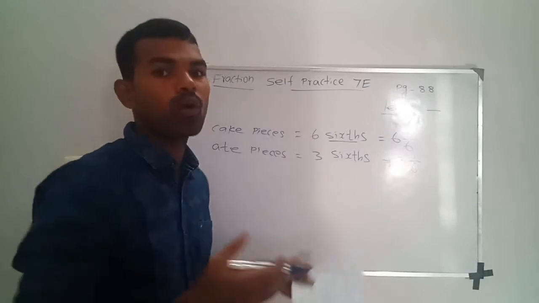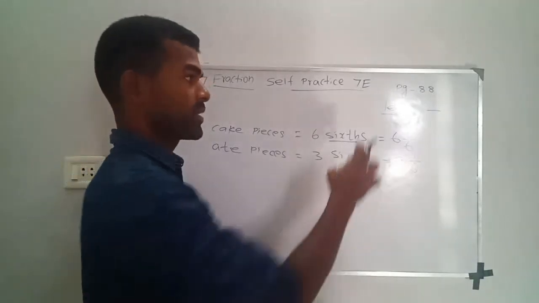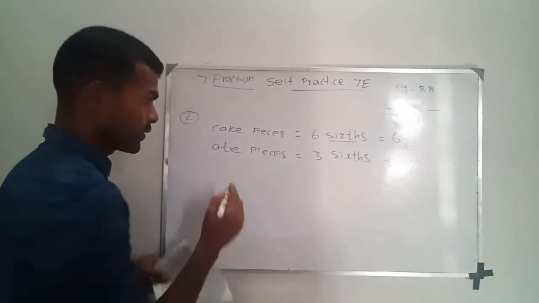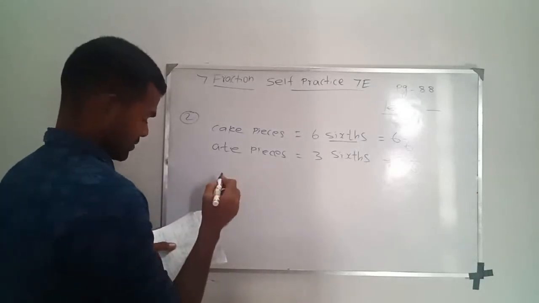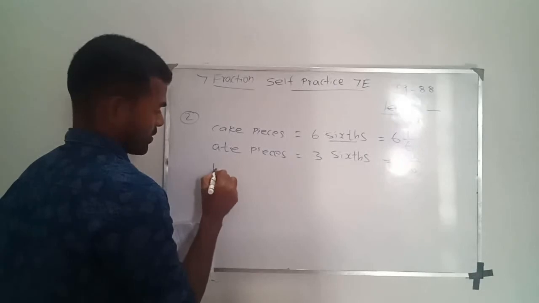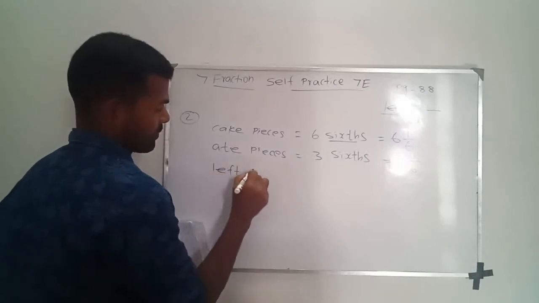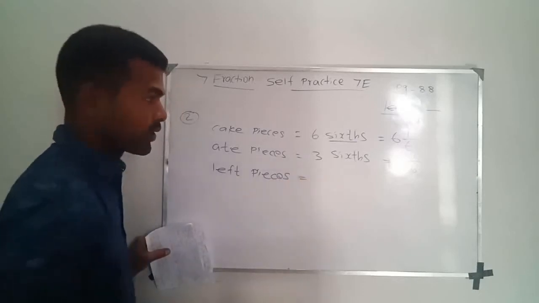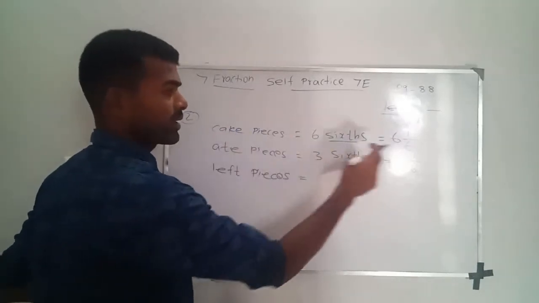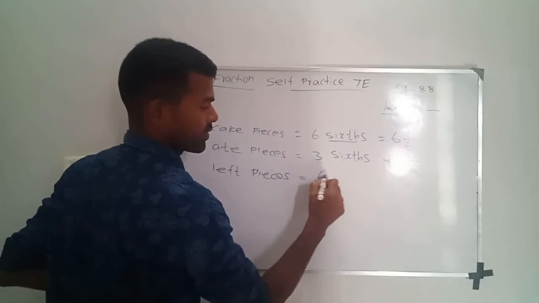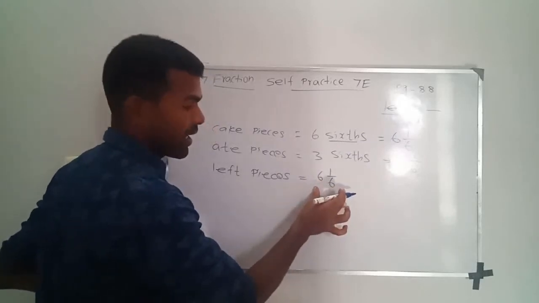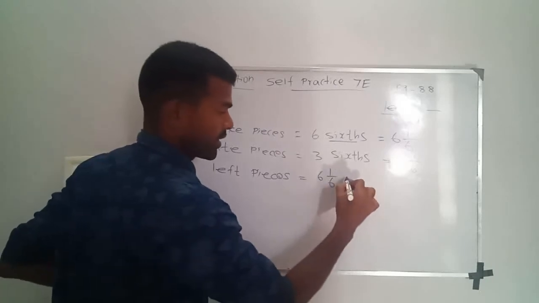How many pieces are now remaining? They are asking how many pieces are left, which means subtraction. Yes, the second question is subtraction. Left pieces, got it? So what is the greater number here? 6 1/6, this is the total pieces. And how many pieces are they eating?